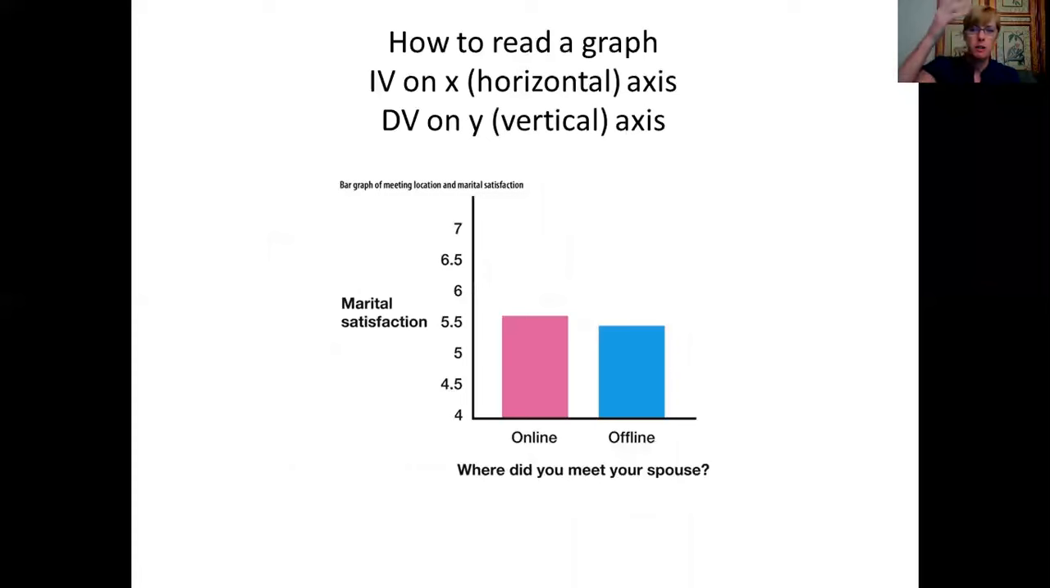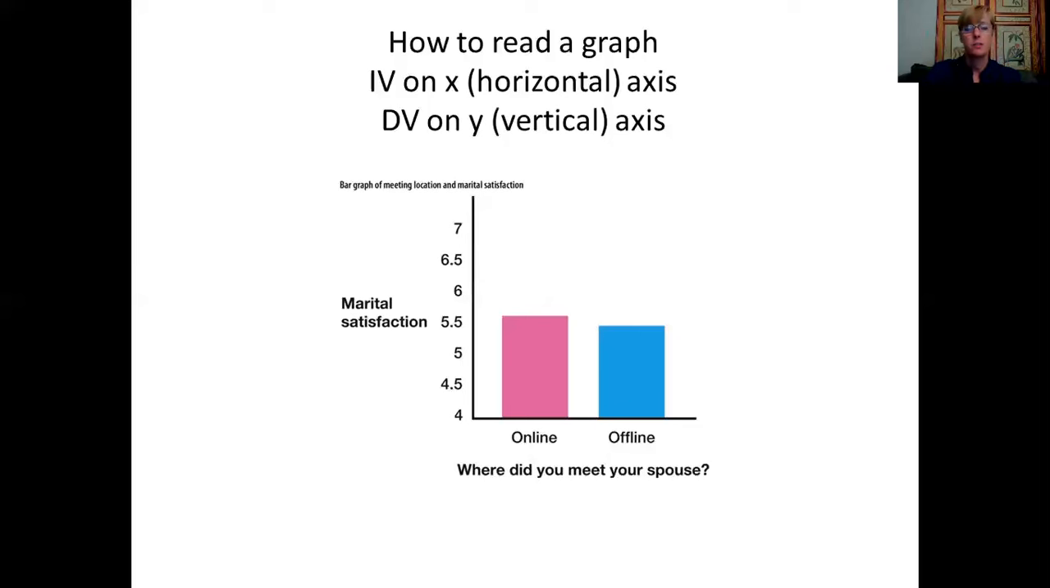All right, so how do you read a graph? Well, here's a bar graph, pretty common. We saw this earlier in the class. But notice, the independent variable is always on the x-axis, right on the bottom. So this one, now it's not a true IV because I didn't randomly assign you to meet your spouse online or offline, but it's our groups. It's a quasi-experiment. So that's on the bottom of the, our groups that we have.